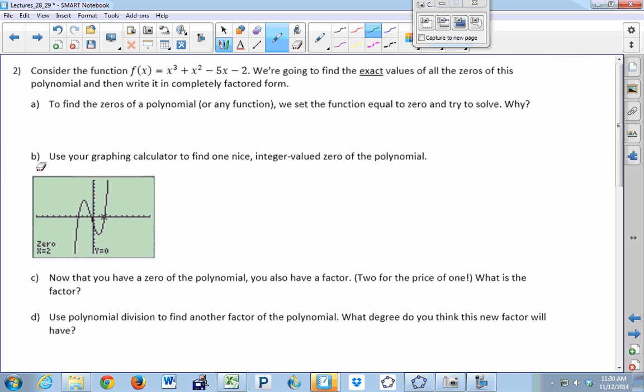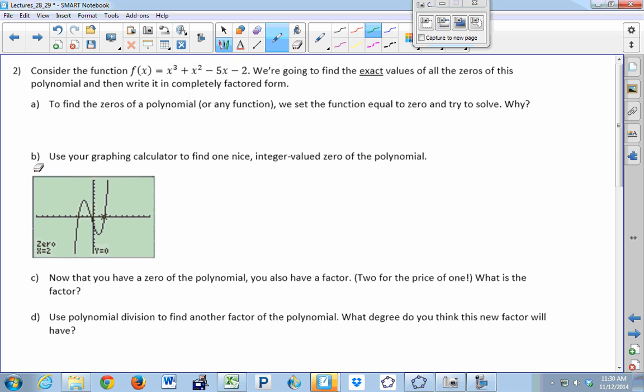So let's see how this plays out. Let's take a look at this next function here. x cubed plus x squared minus 5x minus 2. We're going to find the exact values of all the zeros of this polynomial and then write it in completely factored form. Again, you have no way of factoring this polynomial with your regular tools and skills.